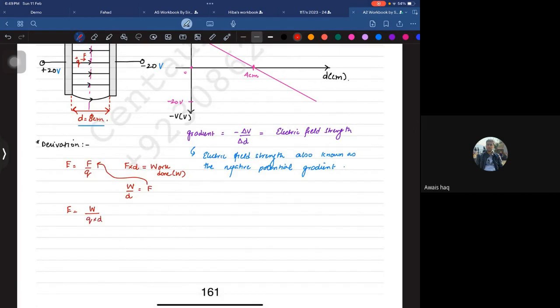Now, the next formula we should remember is that work done itself is voltage times charge. So I'm going to replace work done as well. This will be voltage times charge over Q times d. Q and Q will cancel out. Ultimately, you will get another formula of electric field strength, which is potential difference over the distance, like that. If you couldn't understand this, please let me know.